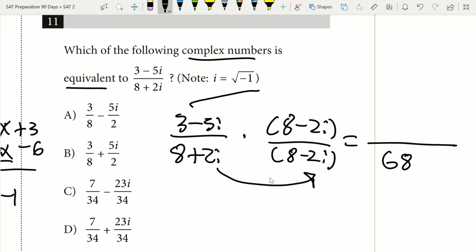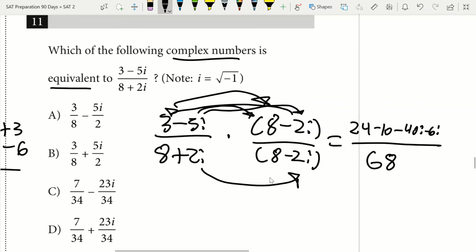Okay, up top, I'm going to have a 3 times a 5, or I'm sorry, a 3 times 8. That's going to give me 24. Then I've got -5i times -2i. That's going to be positive 10i squared, which becomes -10 since i squared is -1. Then I have -5i times 8, so that's -40i. And then I have -2i times 3, which is going to be -6i.